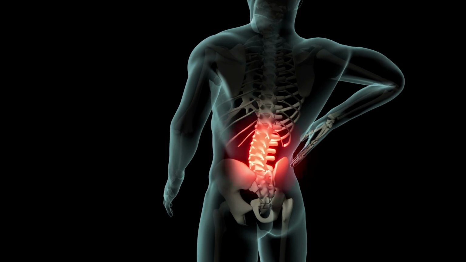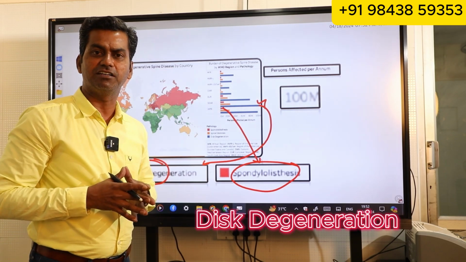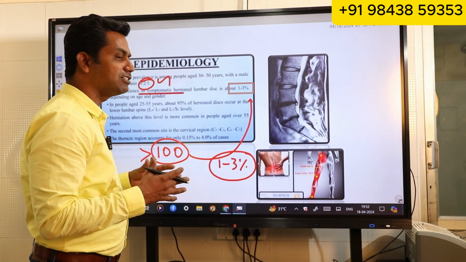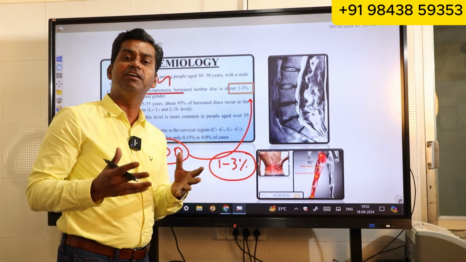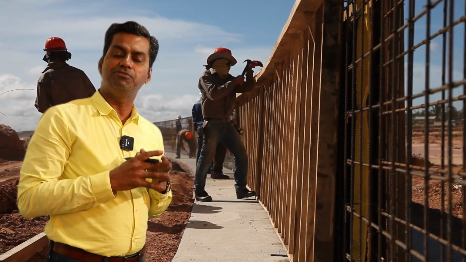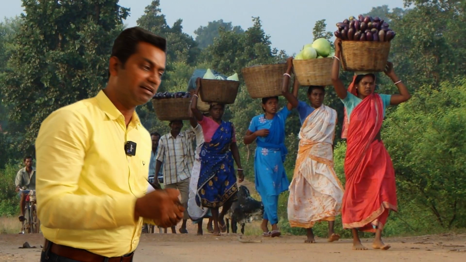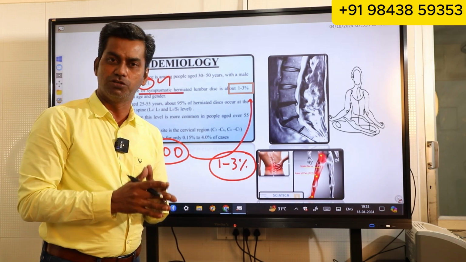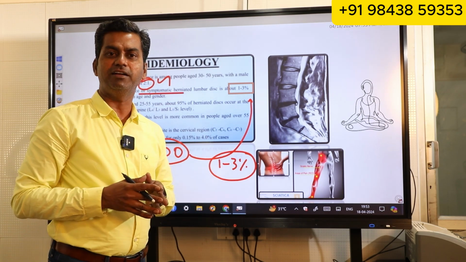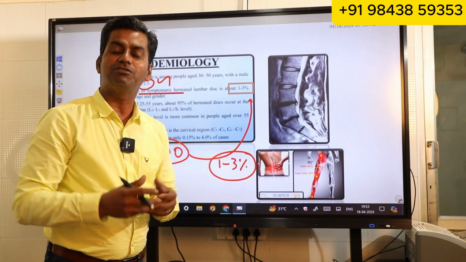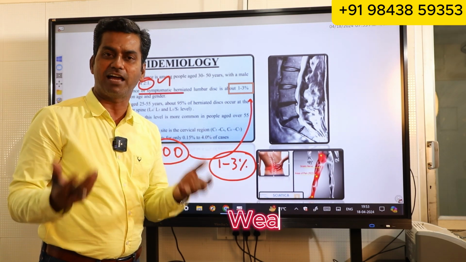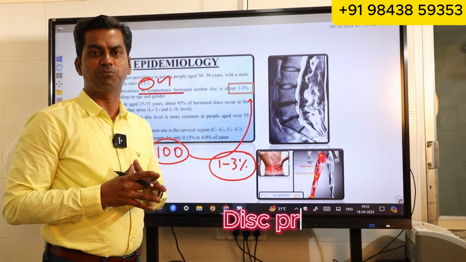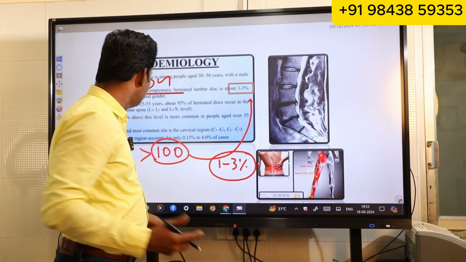In that, very commonly it is disc degeneration, which is much more common in India because of chronic bending activities, heavy manual labor workers, and females working with a bent back, frequently cleaning the floors and sitting cross-legged. Sitting cross-legged is good, but as far as the spine is concerned, it is a major issue because of the chronic bending, which leads to wear and tear in the back disc, producing disc prolapse and ultimately back pain and leg pain.